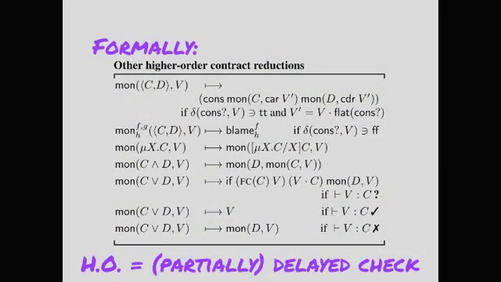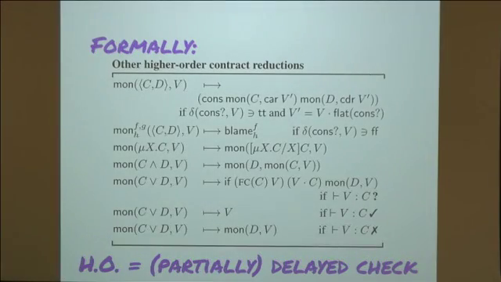Now, a pair of contracts can be higher order if one of the components is higher order. So this is how to deal with composite higher order contracts. If you've got a pair, then you produce a new pair that monitors both components, if you can prove that this thing is actually a pair, and blames if it can't, and so on. Conjunction of higher order contracts is straightforward, where you monitor both contracts here.